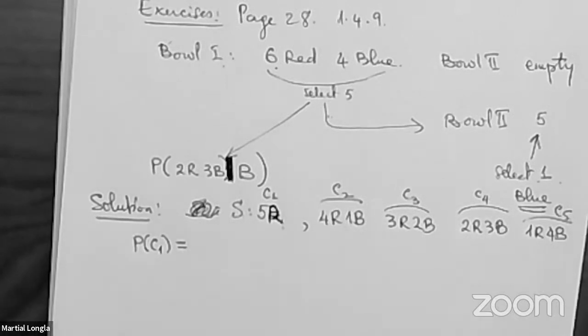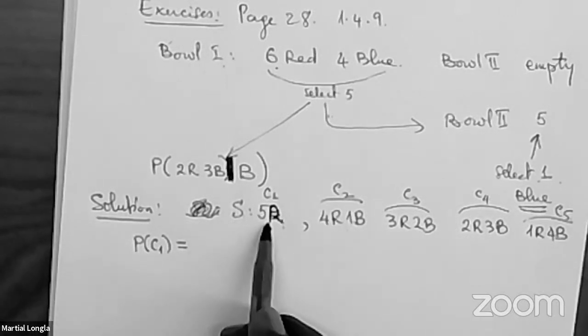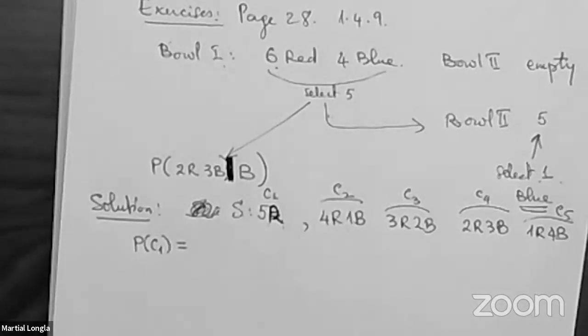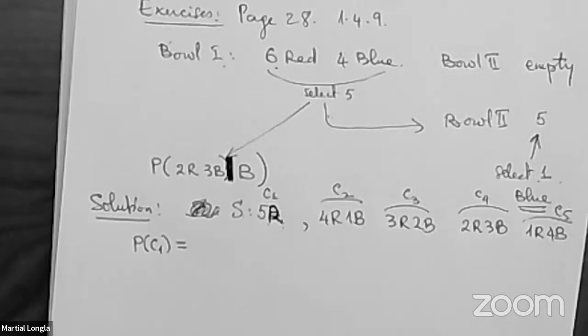The cases that I have. What's the probability of selecting 5 reds here out of the 10 balls? From 10 balls, we are selecting 5. What is the probability that they are all 5 reds?